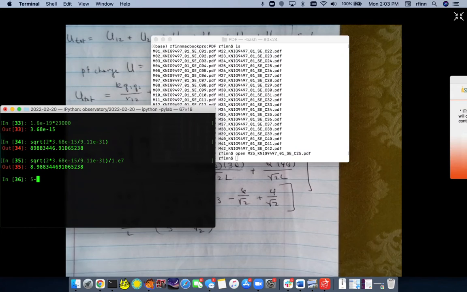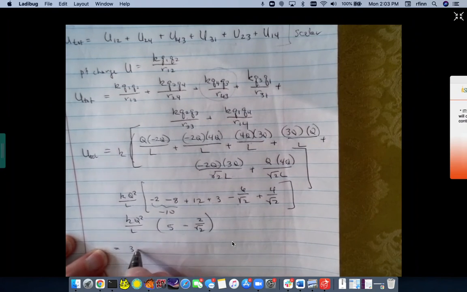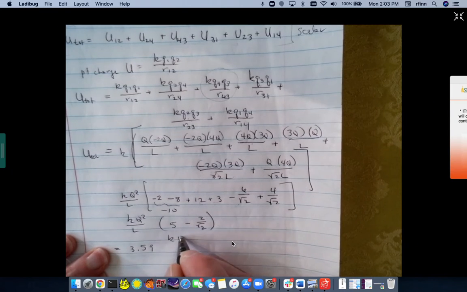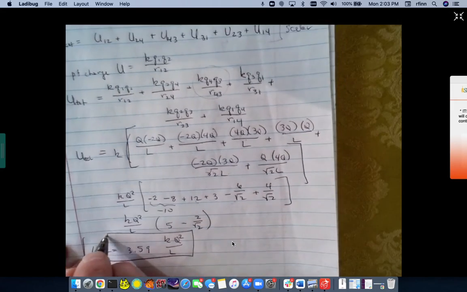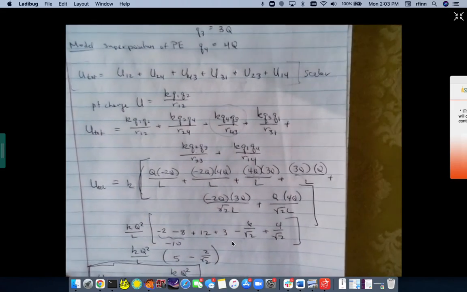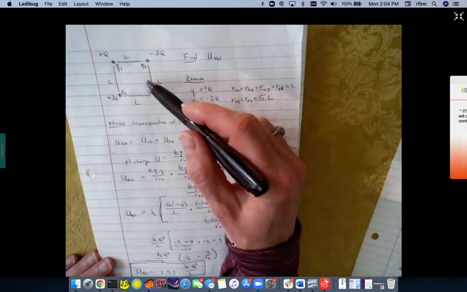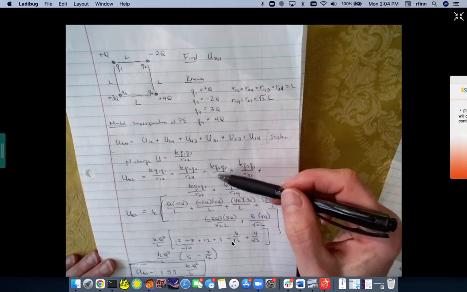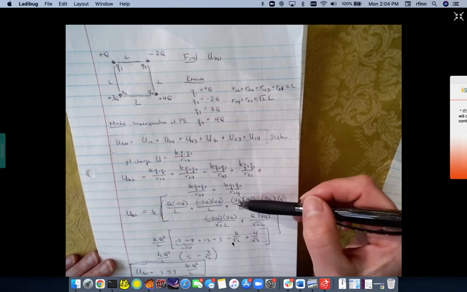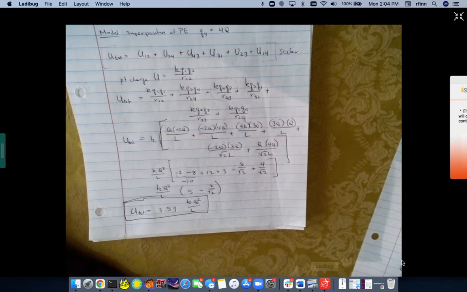So 5 minus 2 divided by the square root of 2, that's 3.59. Okay, so if we want an exact answer, if that feels more satisfying, 3.59 times K Q squared over L is our total potential energy. And there we go. So again, let's take a look back: we have what we need to find, what we know. We have our diagram, we have our model, we have our general equation. We've written out the general equation, then plugged in the values, then did our rearranging to get the final answer. Looks good to me.